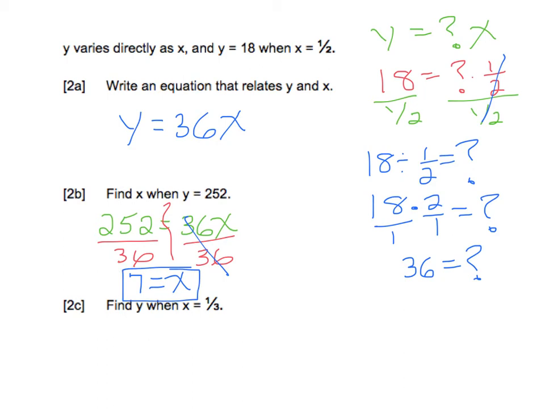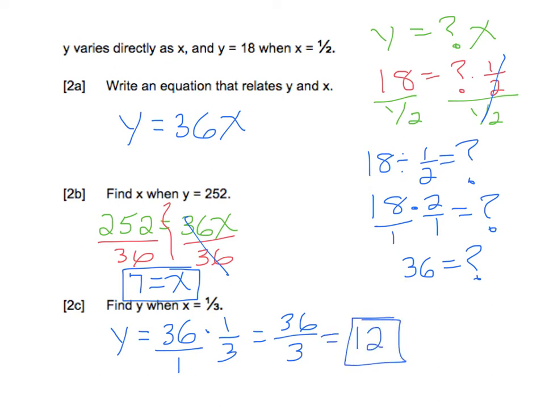Either one's permissible. For the last one, find y when x is 1/3. So that's just y equals 36 times 1/3. That's like 36 over 1, so that would be 36 over 3. That is a division problem. 36 divided by 3 is 12. All right, so your answers would be the equation, 7, and then finally 12.